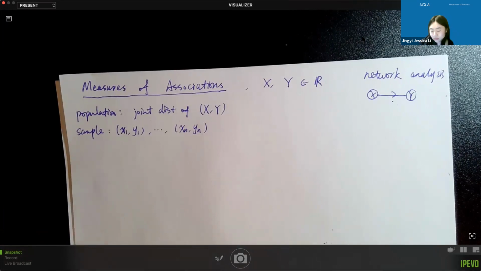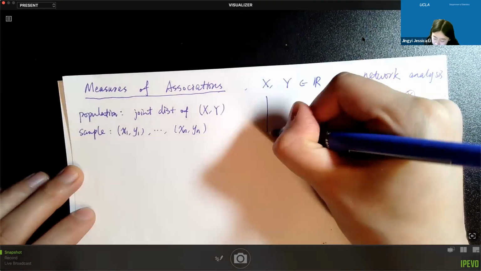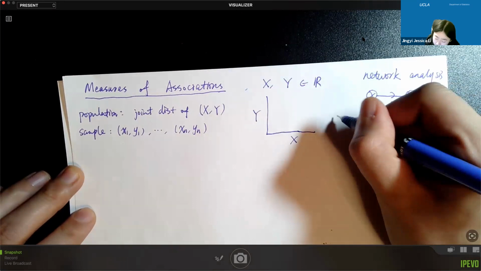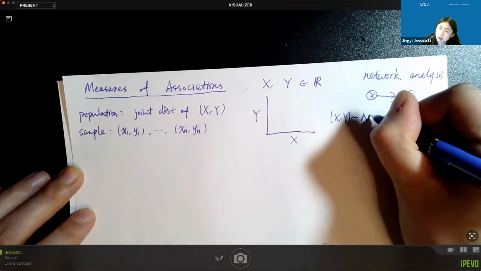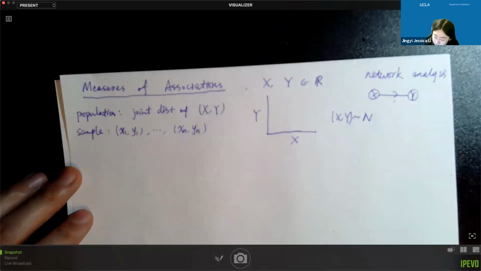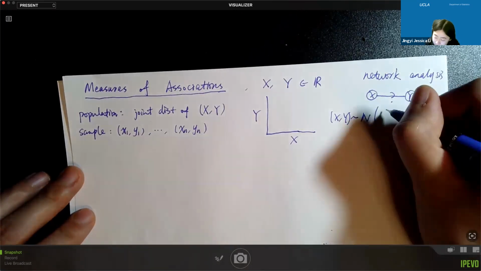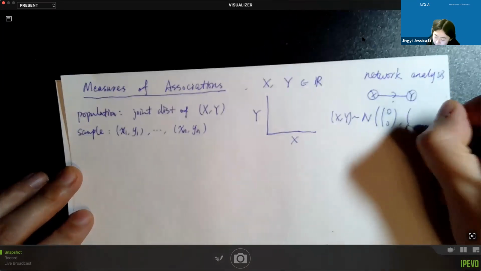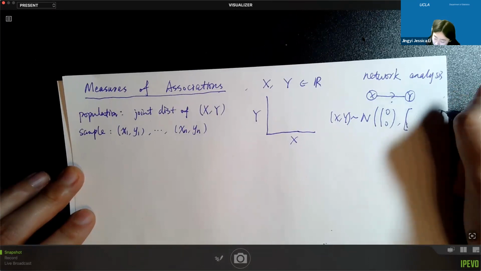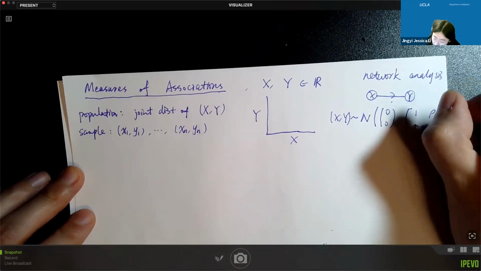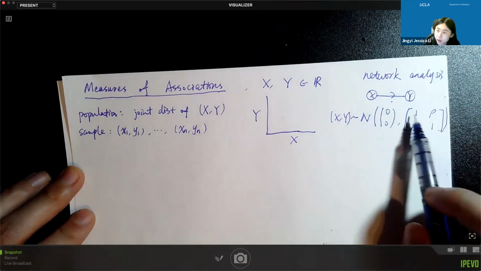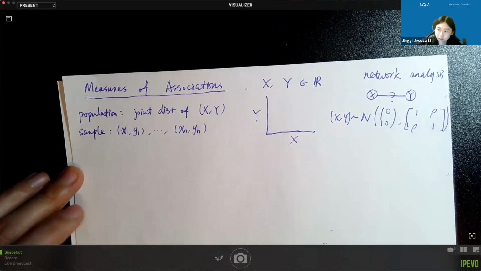And if we want to give you a graphical illustration, what's the population, what's the sample? Let's say that if X, Y, we assume they are following a joint normal distribution, a two-dimensional normal distribution, let's say the mean is 0, 0, and let's say the covariance matrix, let me just give you one example, 1, 1, rho, rho. Which means that their correlation is rho and the variance of each is 1. So then we know what it looks like.